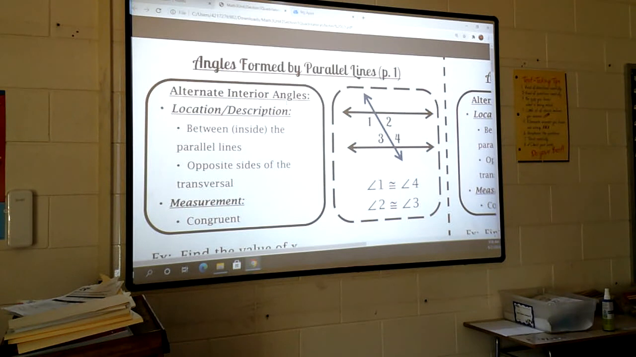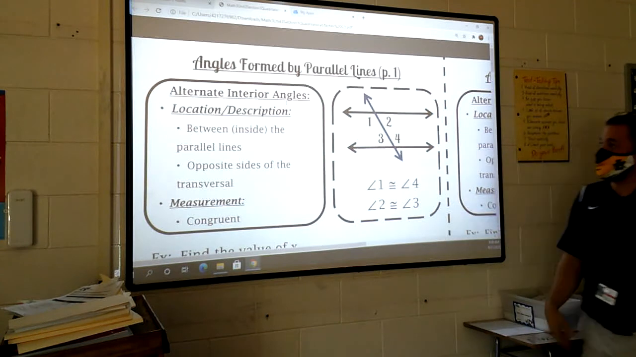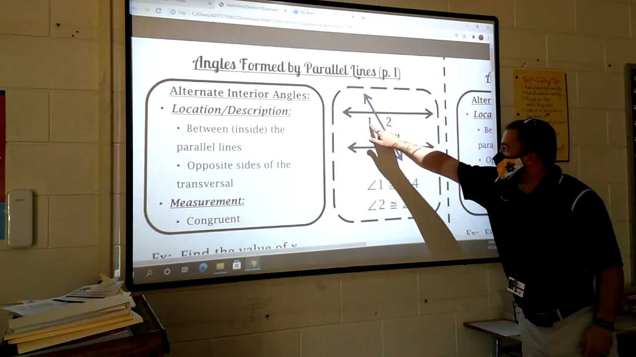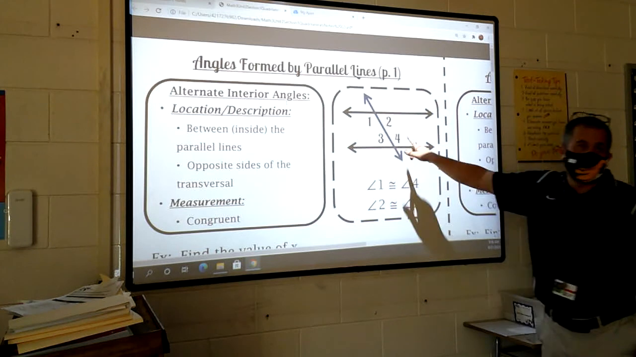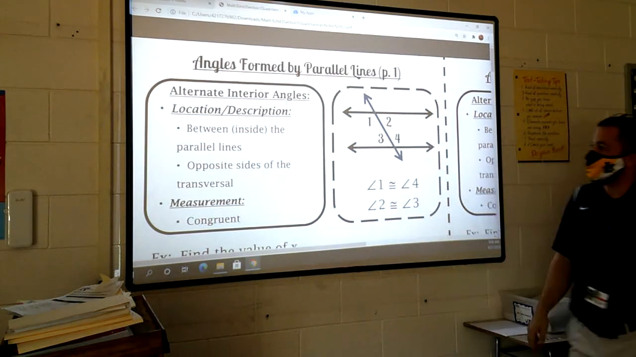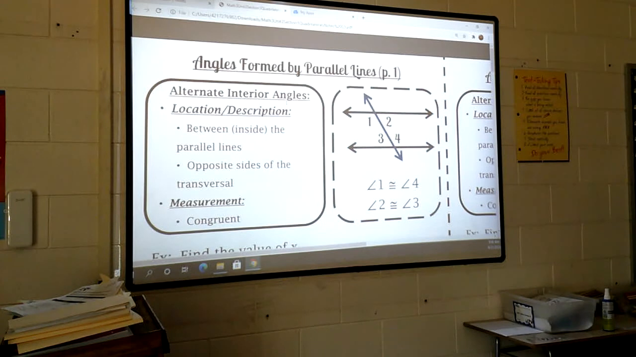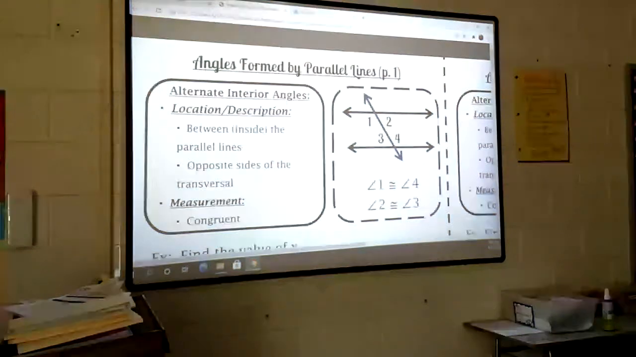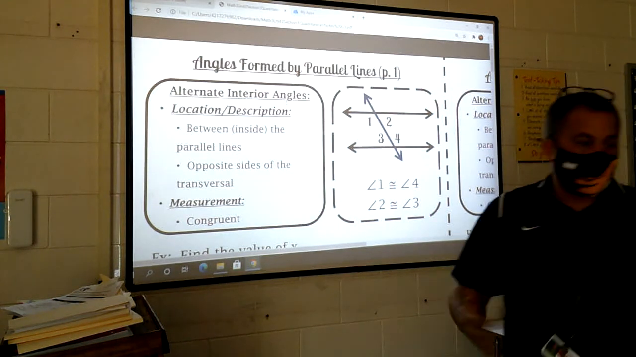And the word usually gives it away. Alternate means the opposite side, alternate side. Interior means they've got to be on the inside of these 2 parallel lines. So we're talking about angle 1 and 4 because they're alternate and they're both inside. And we're talking about angle 2 and 3. What we need to know about alternate interior angles is that they are congruent. So if I give you the measure of angle 1, then you know the measure of angle 4. If I give you the measure of angle 2, then you know the measure of angle 3. That's basically what we need to know about that.